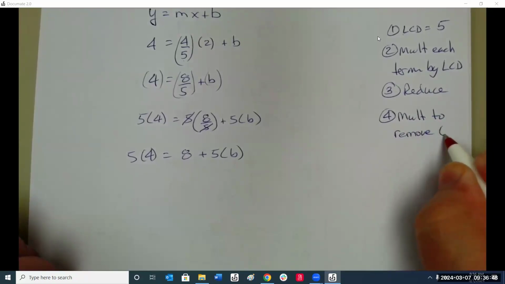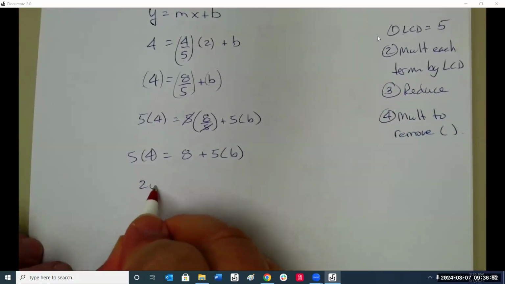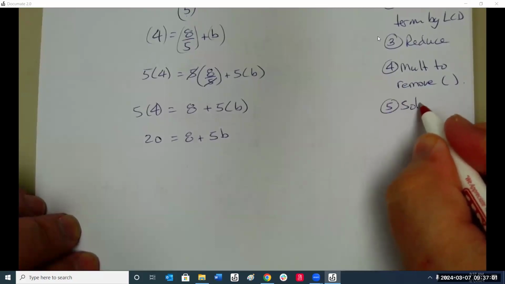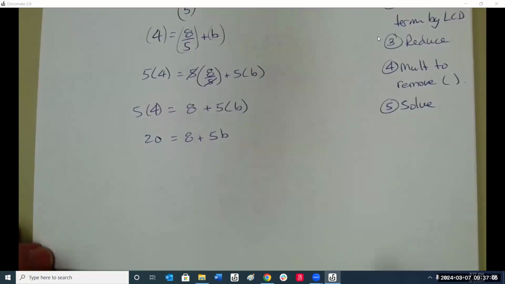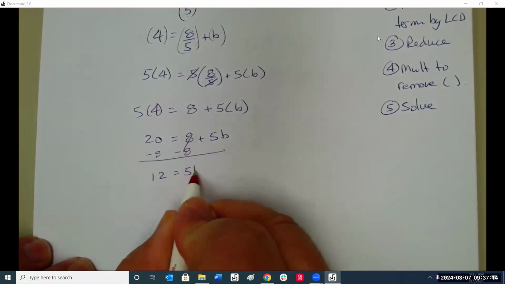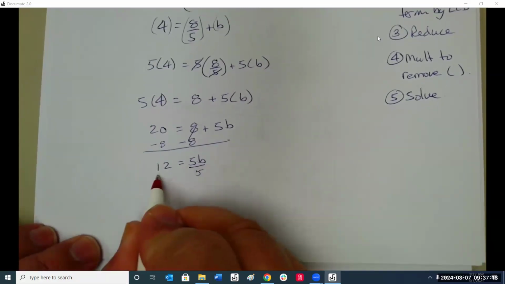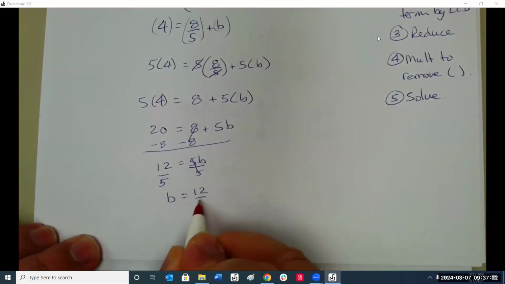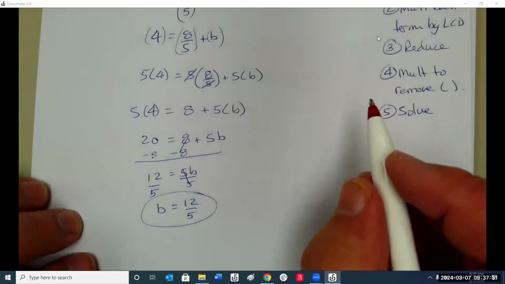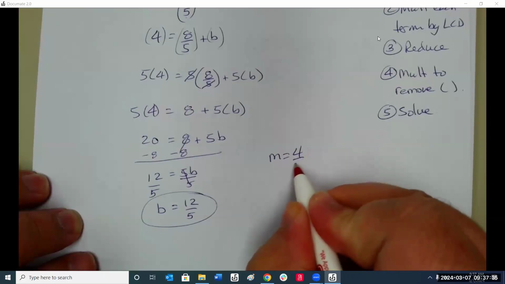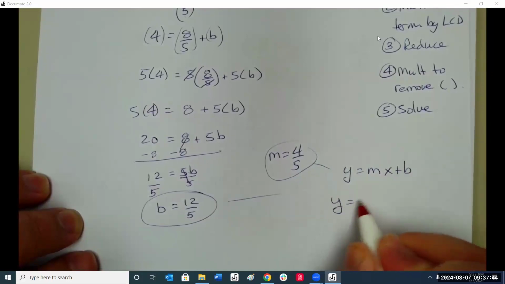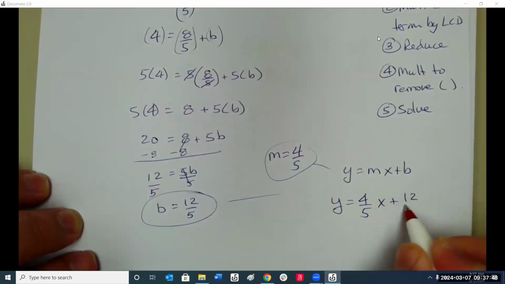Multiply to remove the parentheses. 20 equals 8 plus 5b. And solve for b. Subtract 8. So b is equal to 12/5. We know our slope was 4/5. Put those in here. y equals 4/5x plus 12/5.